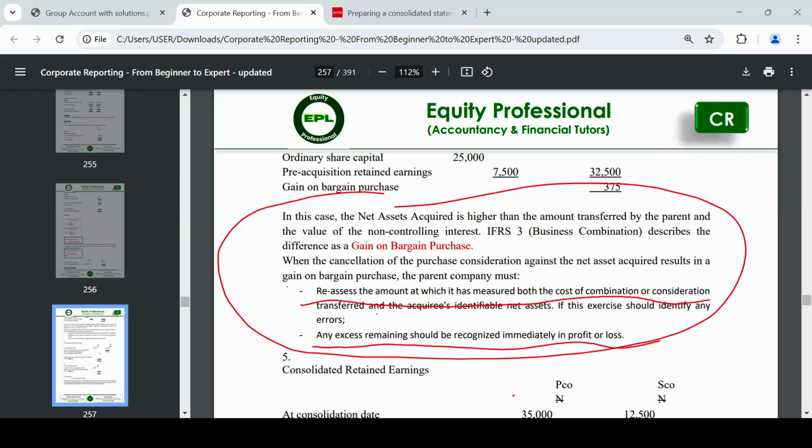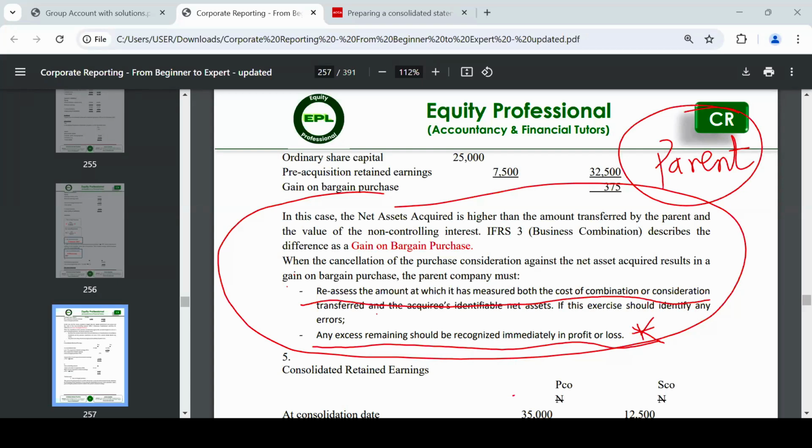However, if you have so determined and you got a gain on bargain purchase, you have to reassess again. Go back, go and check. If after checking, you spot errors and even upon still spotting errors, you discover there's still a gain on bargain purchase, that should be immediately treated as profit or loss. Now, that profit will solely be for the parent. You know why? Because it is the parent who has made that bargain. It is the parent who has made that gain on bargain purchase.